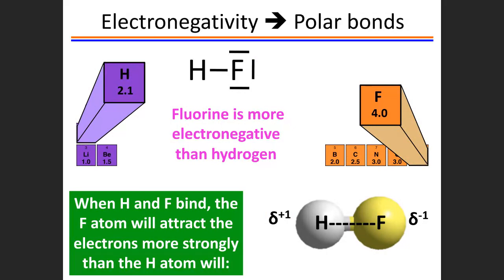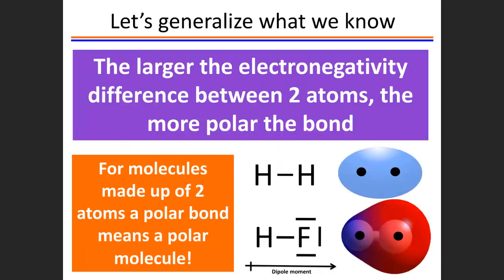See, fluorine is more electronegative than hydrogen. As I say, the more electronegativity, the more polarity. So when hydrogen and fluorine bond, the fluorine atom will attract electrons more strongly than the hydrogen will. This is actually the theory behind polarity. Let's generalize what we know. The larger the electronegativity difference between two atoms, the more polar the bond. Got it? That we are going to talk about.